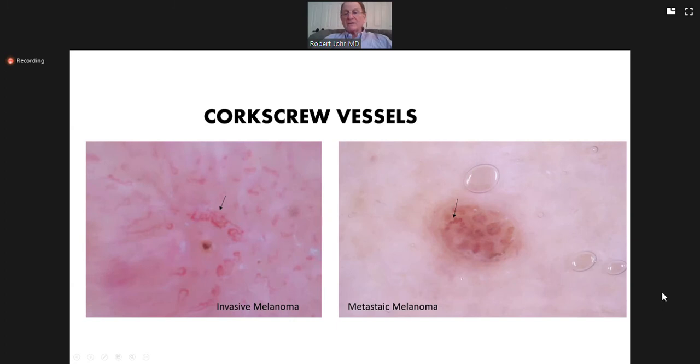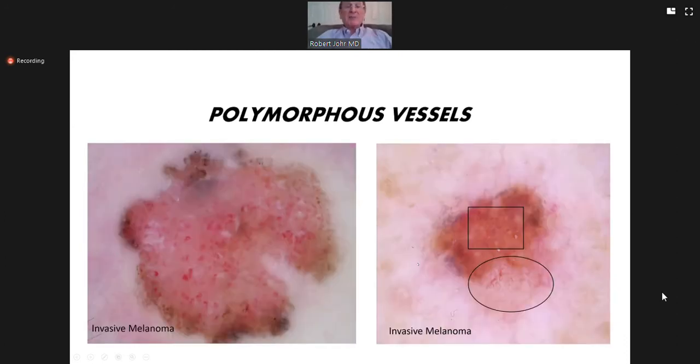Corkscrew vessels, they're just irregular. I hardly ever see them. They're associated with melanoma and metastatic melanoma. And then very high risk is polymorphous vascular pattern, where you see three or more different shapes. You can see comma, you can see linear, you can see dotted, and that's a polymorphous vascular pattern. Here we have basal cell-like, comma, there's linear and dotted. So when you see a lot of shapes, it's always a red flag for concern. It's polymorphous vessels.